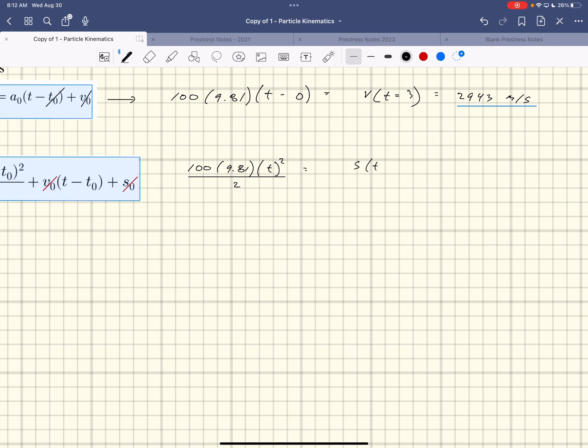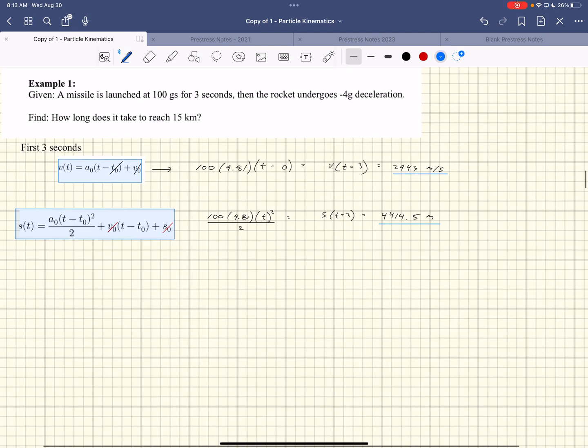S at T equals 3 seconds tells us that our position after 3 seconds is 4,000. Is that a 4 or 9? I can't read my own writing. 4414. You literally just carry that out. You put a 3 right here in that T, and you get that. So that's the distance it's gone after the first 3 seconds.